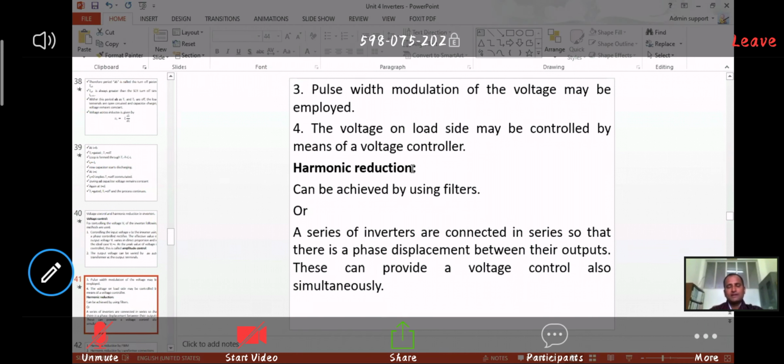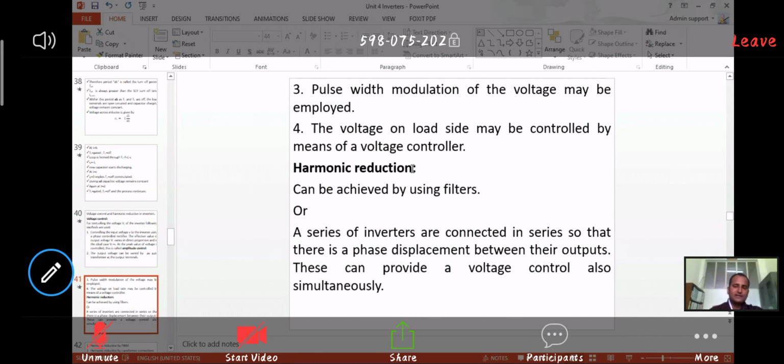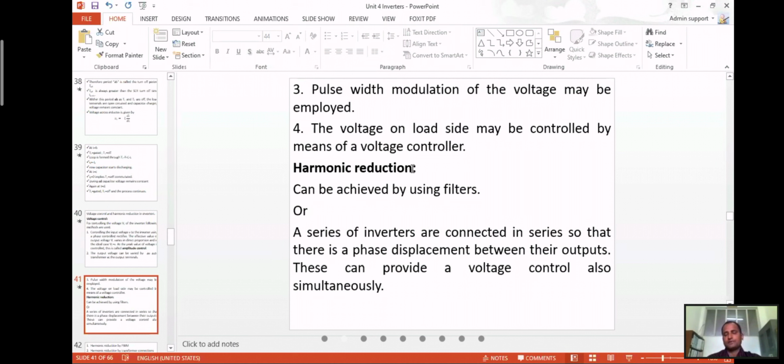And the other one is harmonic reduction. Harmonic reduction can be done by using filters. You know that we can filter out the unwanted signal from a device. Also, inverters can be connected in series so that there is a phase displacement between their outputs. This is another way of reducing the harmonics, and it can also provide voltage control simultaneously, while the unwanted signal is reduced.